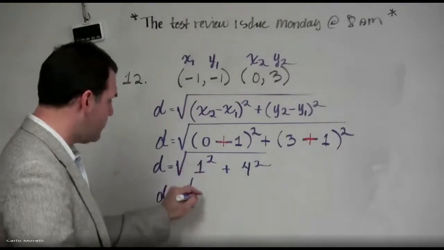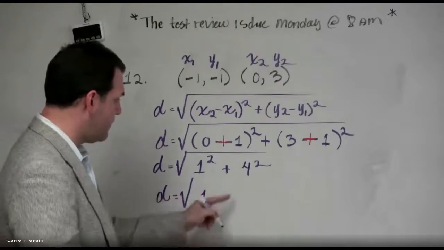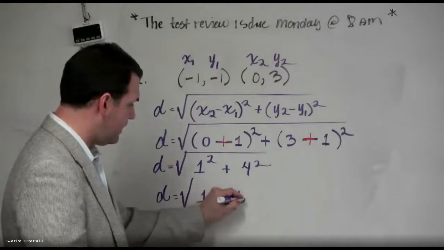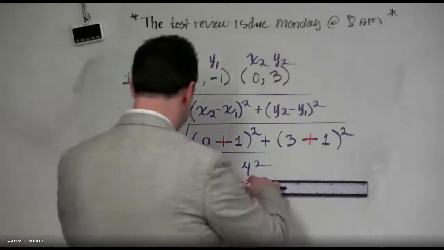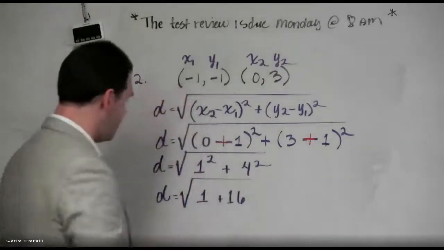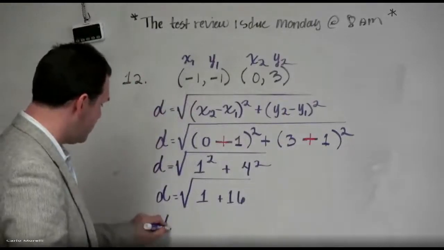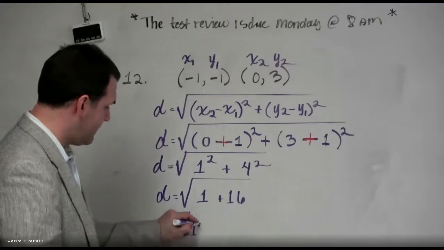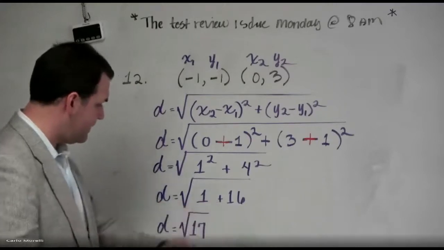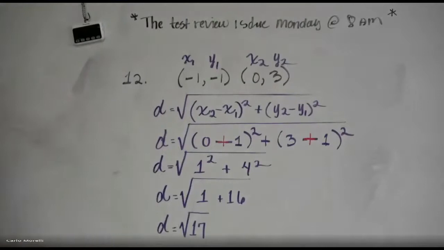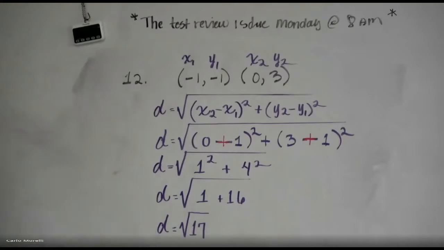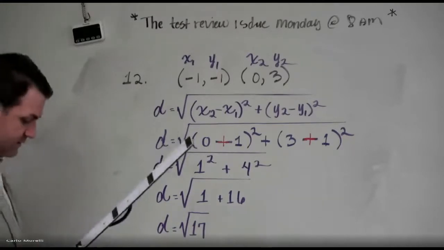1 times 1 is 1, so 1 squared is 1. 4 times 4 is 16, so 1 plus 16, all underneath the root symbol. 17. And so D equals the square root of 17. Okay. I hope all of you are taking a cue from me that writing nice and neat, keeping everything lined up, that's a good thing. Okay.